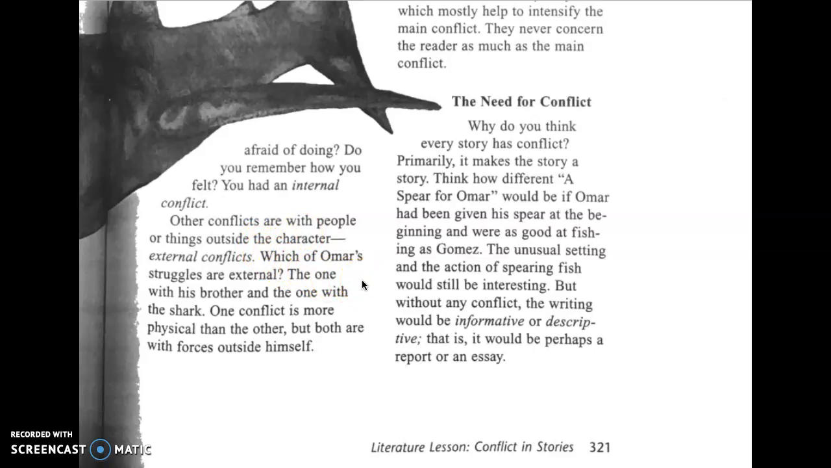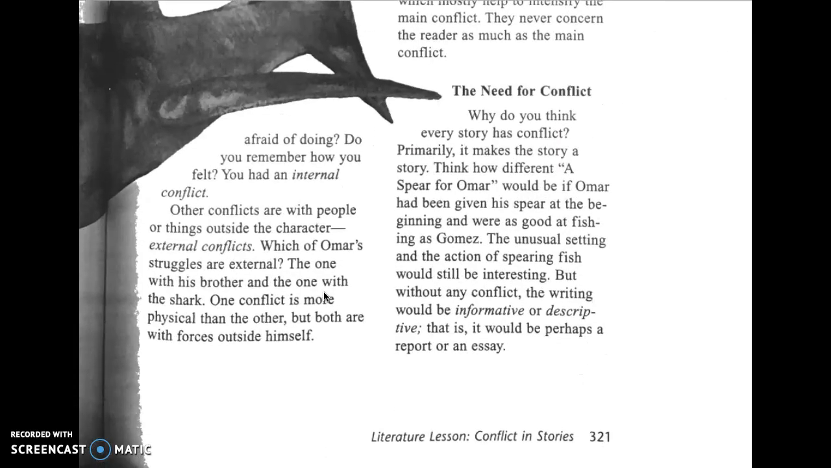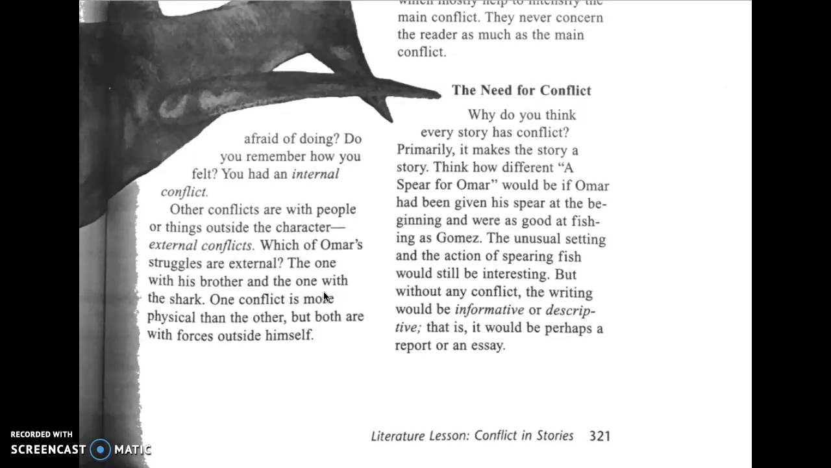The one with his brother and the one with the shark. One conflict is more physical than the other, but both are with forces outside himself. Okay, let's pause here for a second. So what are the two types of conflicts that a character can have in a story?